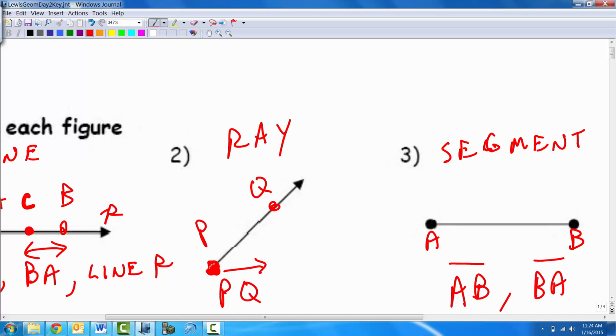So starting with point P and then going through Q forever. There are no 2 ways really to name this. You have to name this ray PQ with this ray symbol, and the first point, the starting point, is the one listed first, and then this is the ray symbol. So here is the name of this ray right there. That's how you would name it, and I think that's enough about that.